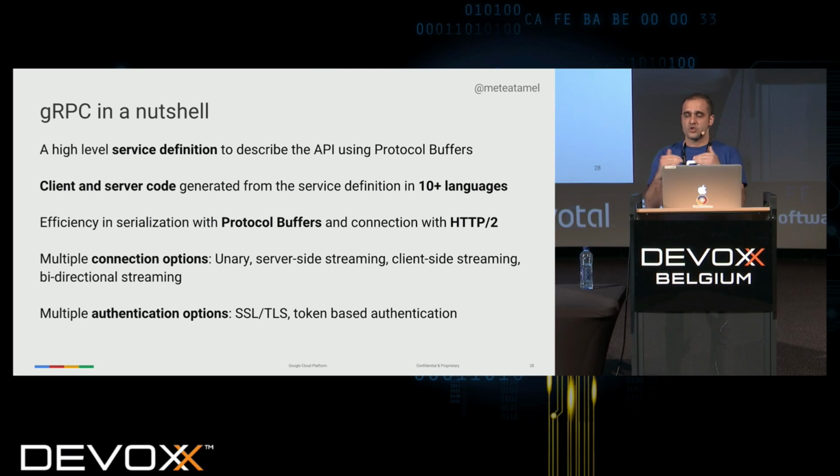And then for the actual connection itself, you have multiple options. So you can have unary connection, which means request and reply. But you can have server-side streaming, you can have client-side streaming, and you can have bidirectional streaming. So imagine a chat application, for example, where the client and the server have to send messages to each other. You can have that as well. And then for authentication, you can have multiple options like SSL and token-based authentication. So as you can see, all the questions that I asked earlier, they have answers to them, which is nice.